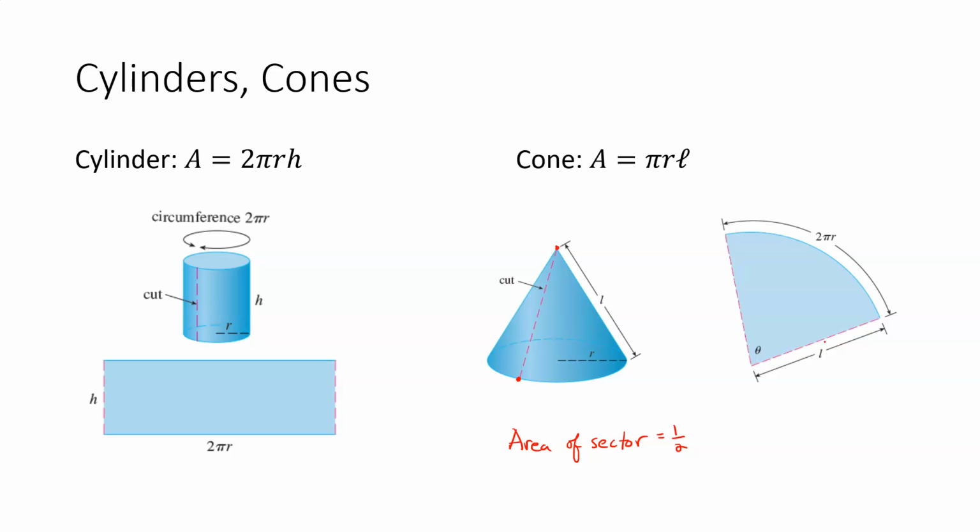Notice that the radius of this sector is not actually r. R is the radius of our cone. When we unravel this surface, the radius of the sector is actually L. So it'll be 1/2 L squared theta.